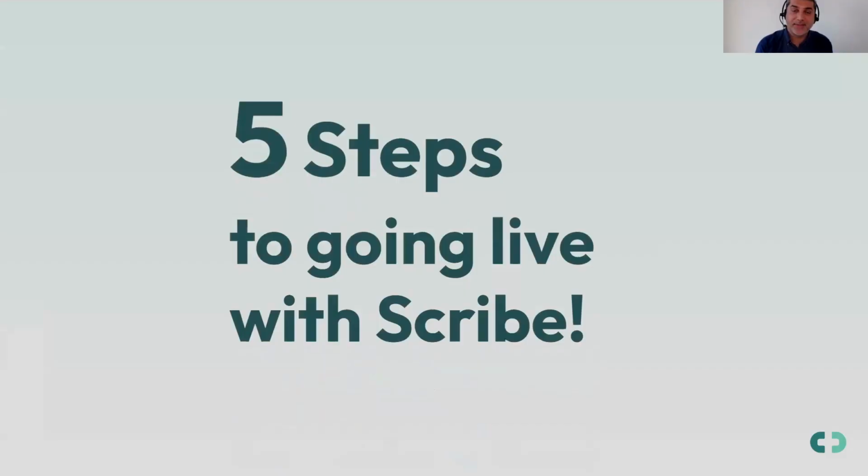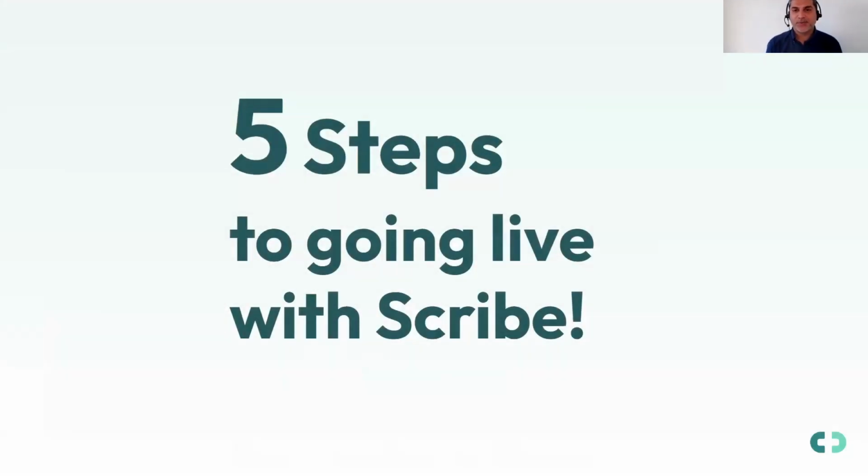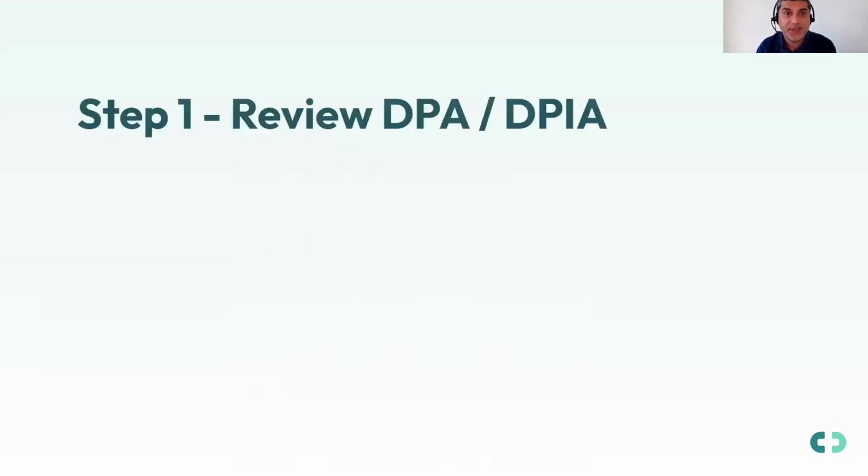I'm just going to now outline the 5 steps to going live with Scribe, because one of the commonest queries we get is how do I start the process? Essentially, there is a governance process to go through, which we're going to outline for you today. So there are 5 steps.